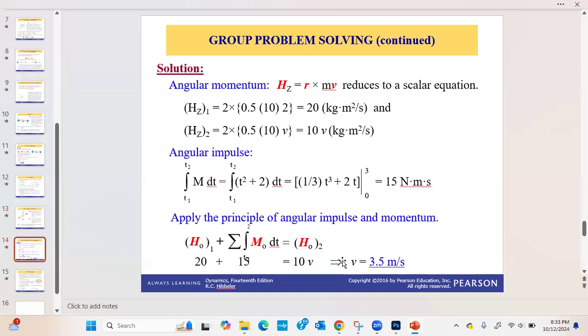They found angular momentum 1 and 2. 2 has the variable v in it. We've got our angular impulse applied from 0 to 3 seconds. Add those together and solve for v. And it works pretty well. So that's our final section from chapter 15.